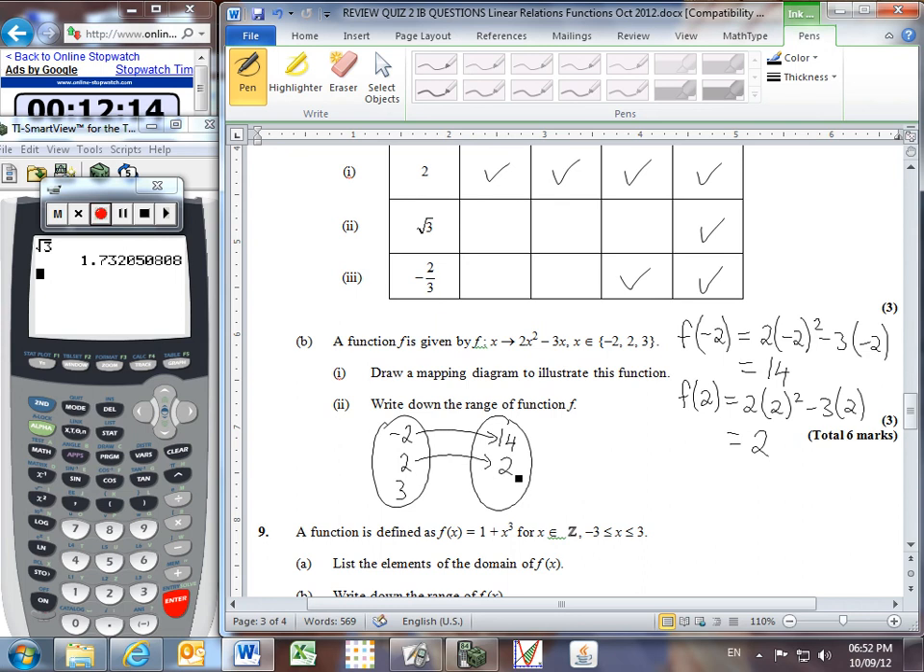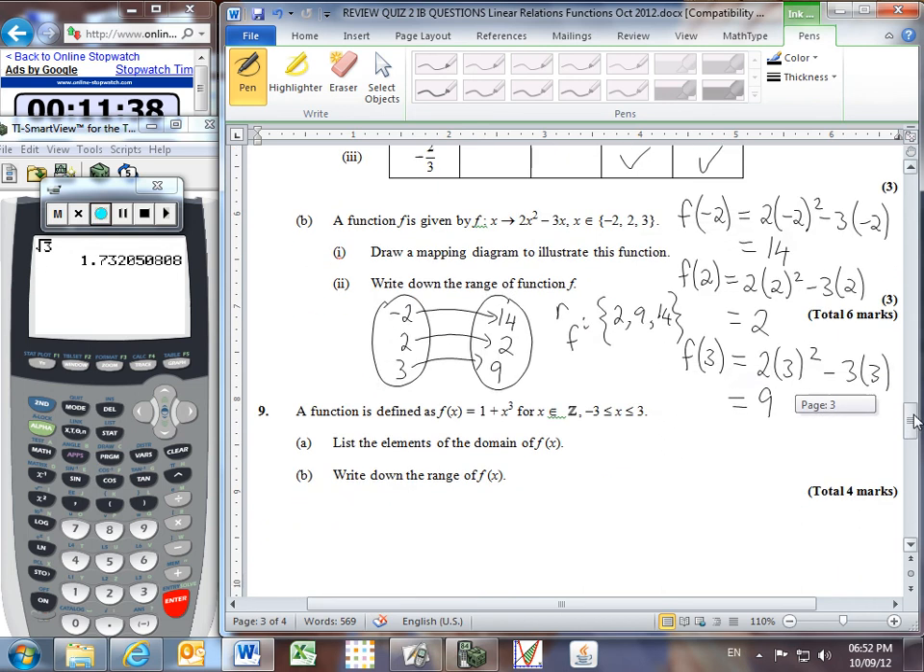And lastly, f of 3, let's see what the corresponding range element is for the domain element of 3. 2 times 3 squared minus 3 times 3. That gives us a value of 9. And so 3 is mapping to 9. And then we're supposed to write down the range of function f. Well, we can see the range now. It's these 3 values, 2, 9, and 14. So the range of f will be 2, 9, and 14.